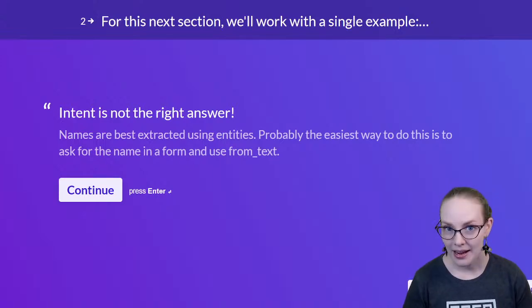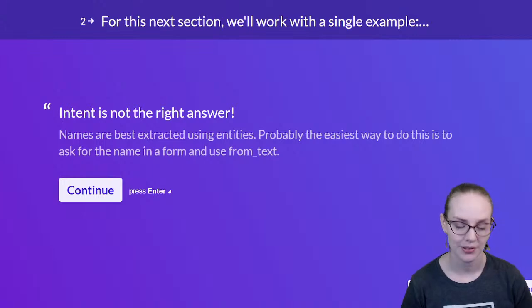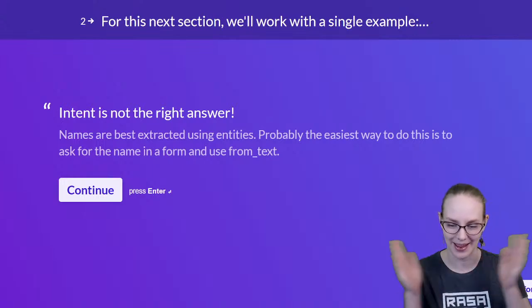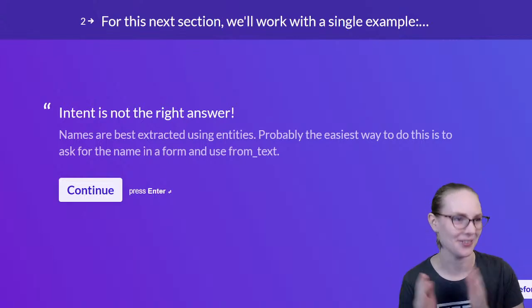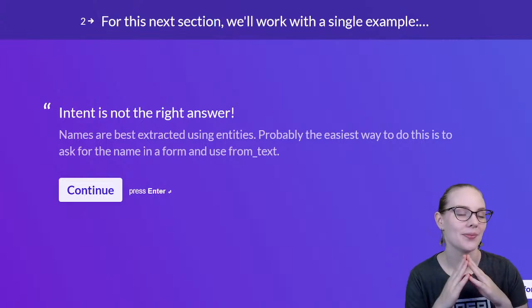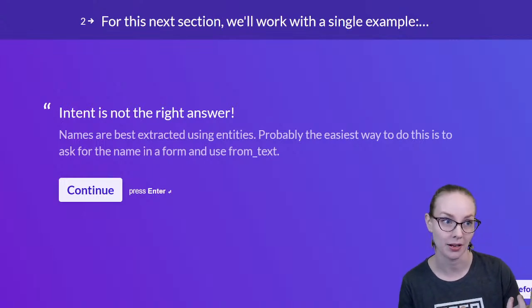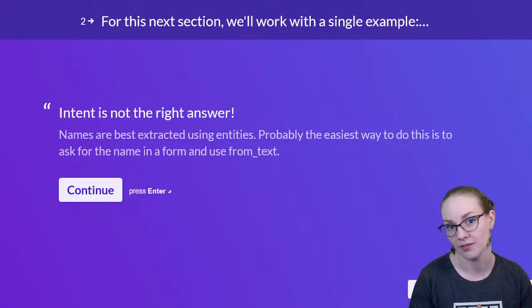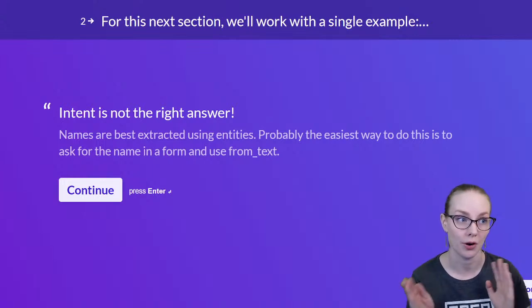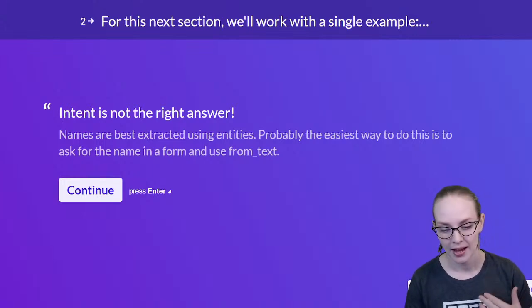So for names, I would strongly recommend using entities. It's a way to extract a span of text. Yeah, we got some more votes for entity. Absolutely. It's a way to extract a span of text. For a specific person, their name is probably going to be pretty stable. Maybe not over the course of their life, but perhaps over the couple times they use their assistant.